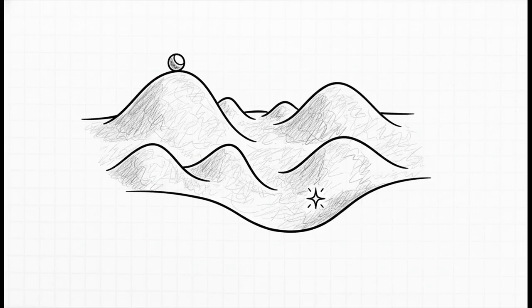The entire landscape of the hill, all its bumps and valleys, that represents every possible way we could set up our AI. And the height at any given spot? That's just how big the AI's error is. So the goal of the game is simple. Get that ball to the absolute lowest point in the entire valley. That's the sweet spot, the point of minimum error. And we want to get there as fast as we can.